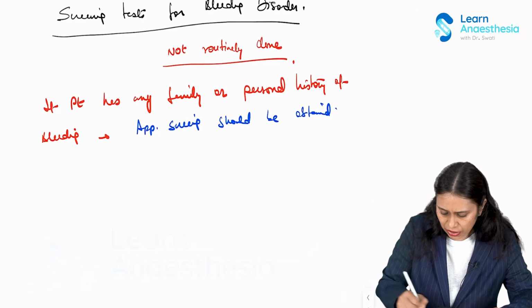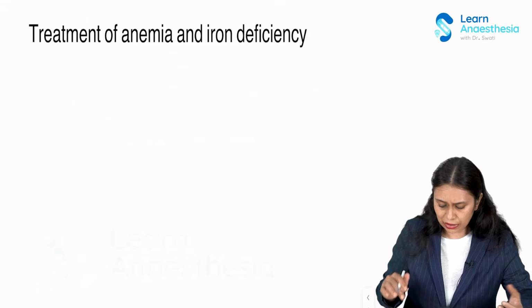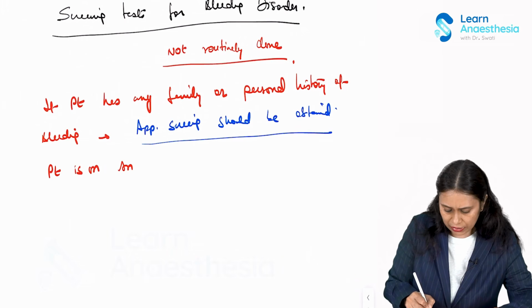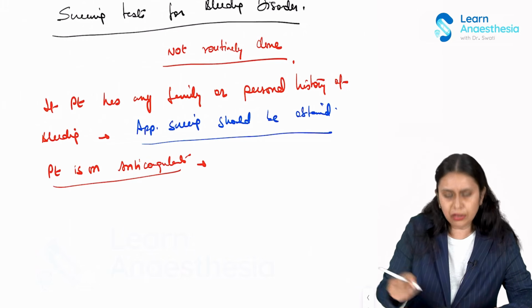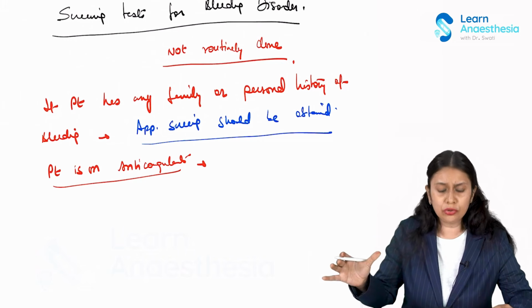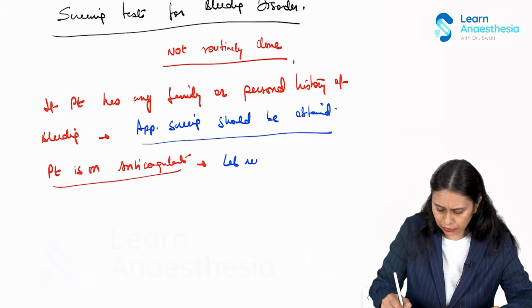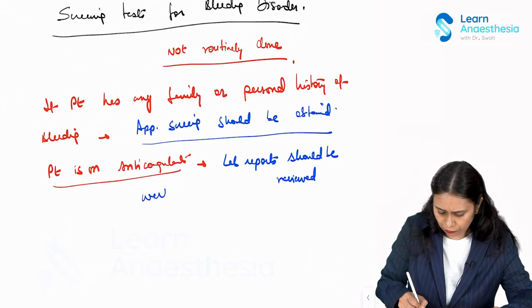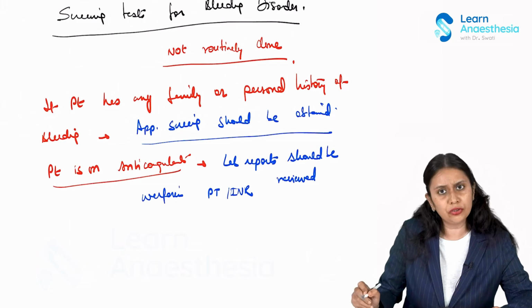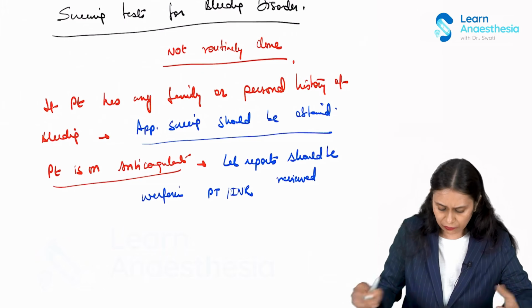Okay. Now, a lot of patients you will get are on anticoagulants. So if a patient is on anticoagulants, they already have a coagulation profile with them. We should screen those coagulation profiles, so lab reports should be reviewed. If a patient is on warfarin, then PT-INR should be reviewed, and it should be reviewed after stopping the warfarin for a certain time period as well, which we will discuss.